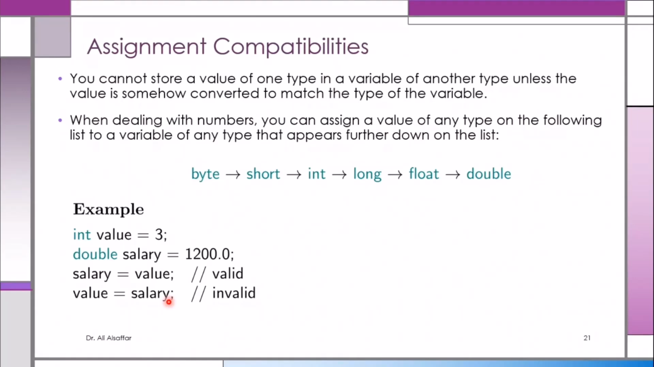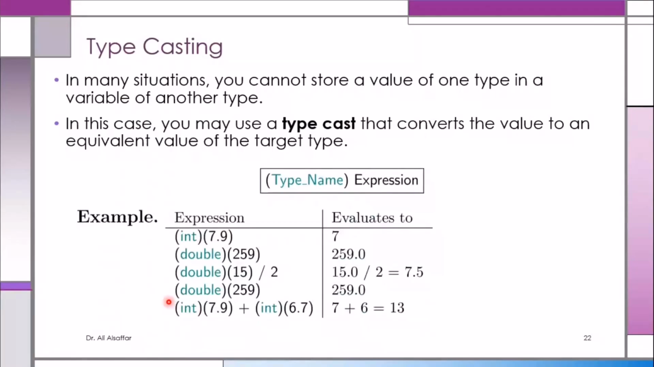And how to do the conversion? It's called typecasting. So typecasting is simply converting. If you want to move a value of a variable into another variable, and they are compatible, it is fine. If you want to make a conversion, then you have to do typecasting. So how to do typecasting? In many situations, you cannot store a value of one type in a variable of another type. For example, you cannot move double into integer. In this case, you may use a typecast that converts the value to an equivalent value of the target type. How to do it?